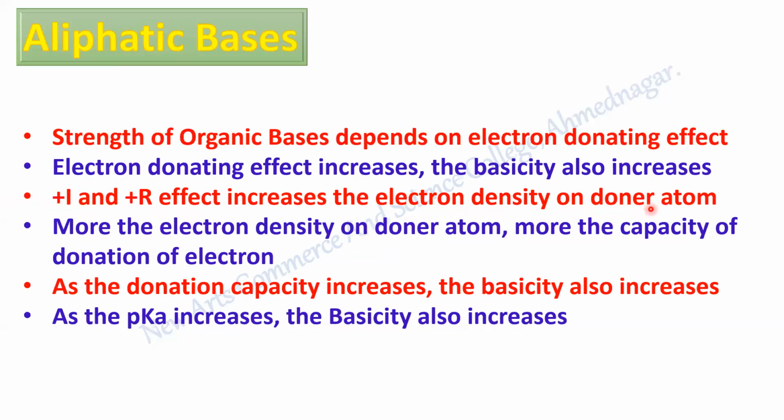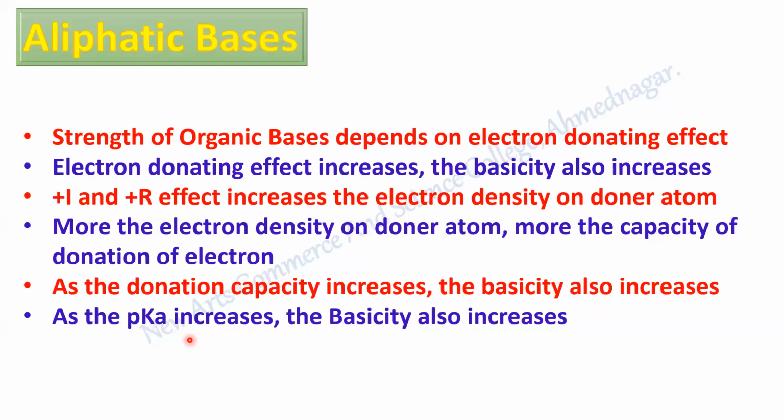Because of that, what happens? There is an excess of electron density on the donor atom. The more the electron density on the donor atom, the more the capacity to donate electrons. As you increase the electron density on the donor atom, that atom has more capacity to donate electrons. As per our definition, what is a base? The base is the compound which donates a lone pair of electrons. So as the donation capacity increases, the basicity also increases.